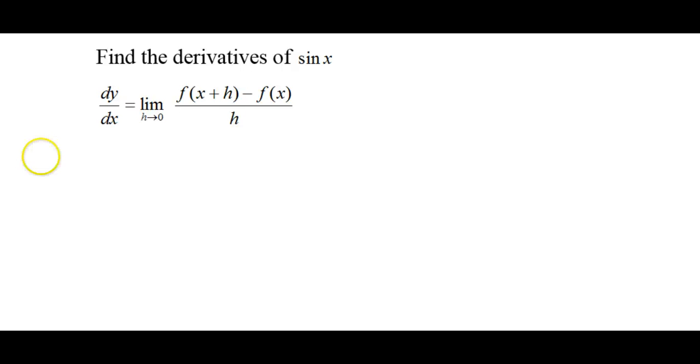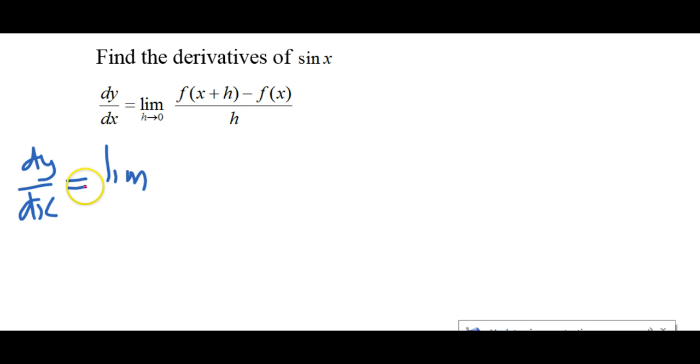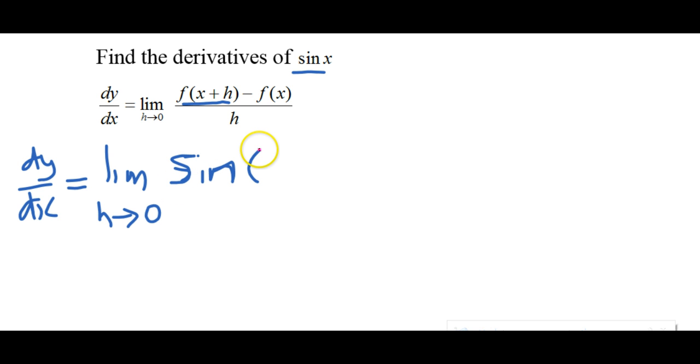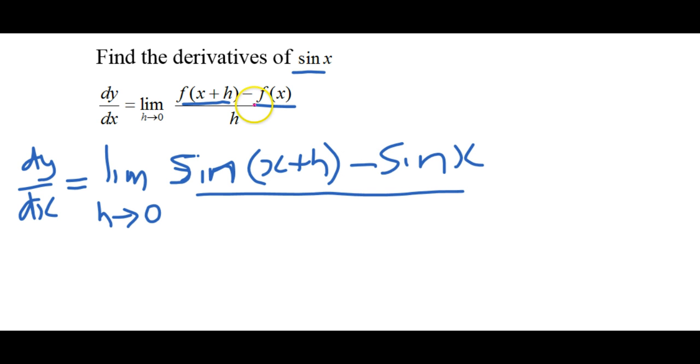And so we can say that dy/dx is equal to our limit, always write our limit, of f of x plus h. It means our sine, whatever we see as x, we put x plus h. That will give us sine (x plus h) minus f of x itself, which is the same as sine x, all divided by h. And so this is what we have.